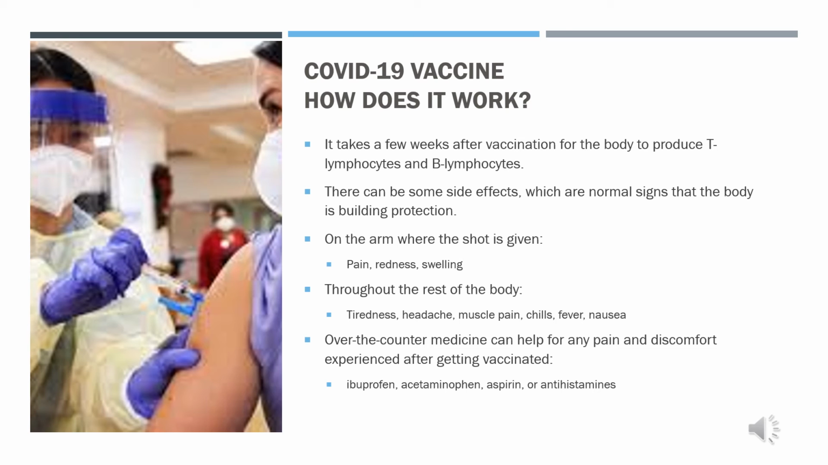Usually at the site of injection, there can be some pain, some redness, and even some swelling. And then in the rest of your body, people tend to experience tiredness, headache, muscle pain, chills, fever, and nausea. Again, these are all typical symptoms that your immune system is working and doing its job and creating the cells that it needs to attack the virus. Many times over-the-counter medication can help with any pain or discomfort experienced after getting the vaccine. These include ibuprofen, acetaminophen, aspirin, or antihistamines.